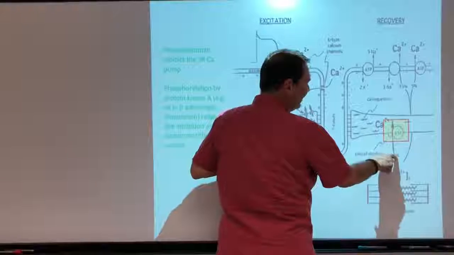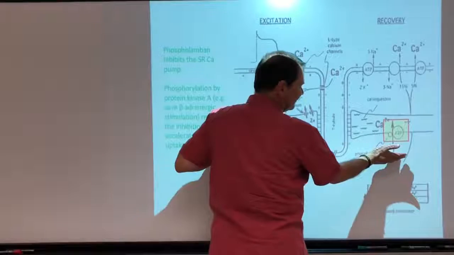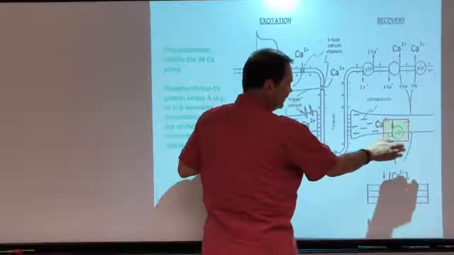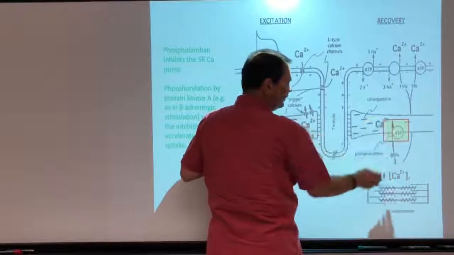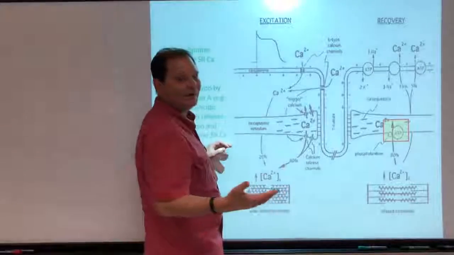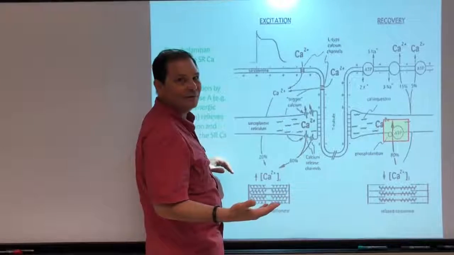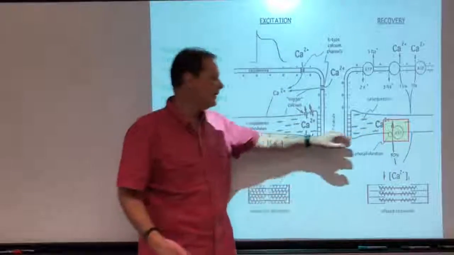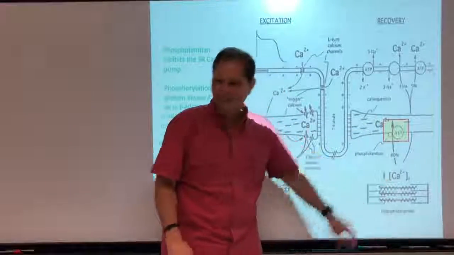You have your SR calcium pump, which brings calcium from the cytosol back into the SR. It pumps calcium from low concentration to high concentration by hydrolyzing ATP. So this is a primary active transport. The calcium is reaccumulated in the SR, and as that happens, the calcium falls in the cytosol.